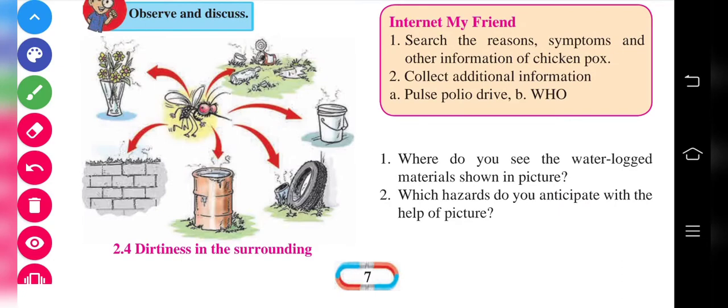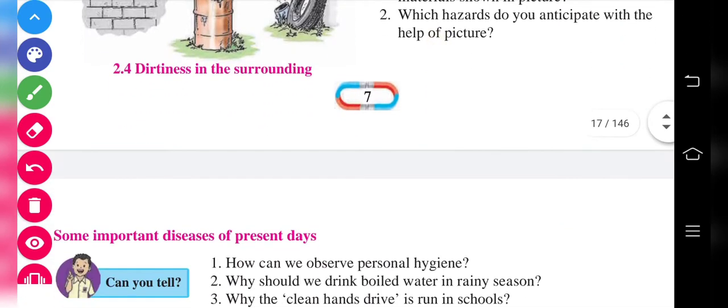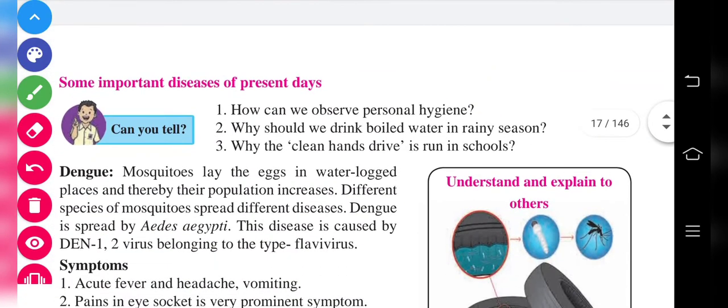So you can study some important diseases of these days. Which are the important diseases of these days? Mostly you are affected by corona, the most important disease. You can also study corona in detail, but in the syllabus, the corona subject is not given. So I will cover it only for the purpose of writing in your notebook.